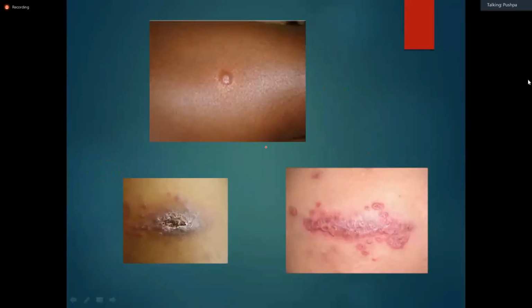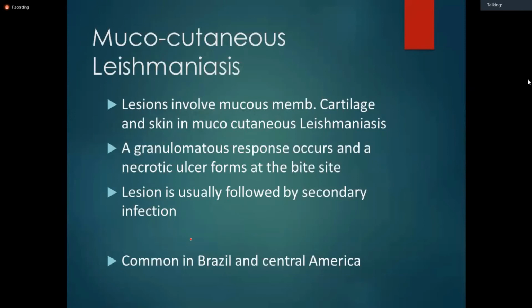So it starts like a single papule, and then satellite nodules or papules are formed, and after healing, this will appear. Mucocutaneous leishmaniasis: the lesion involves the mucous membrane, cartilage, and skin. Usually, this occurs at the junction of nose and mouth, and after they heal, they leave a disfiguring scar.